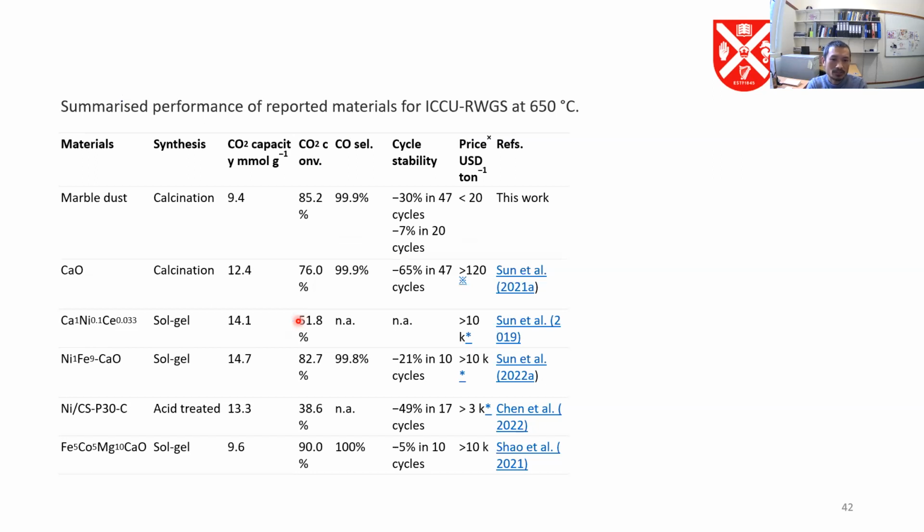If we compare to other reverse water-gas shift reaction work, like this one with nickel-iron based and other nickel-iron-magnesium-calcium materials, those are quite complicated materials. We just use very simple marble dust and marble stone. We can have quite a high CO2 conversion, like 85%, CO selectivity of almost 100%, and the cycle stability is also quite good. The most important thing is that we estimated our material at $20 US per ton, but it could be even cheaper than that. So it's quite a simple process using very simple material.